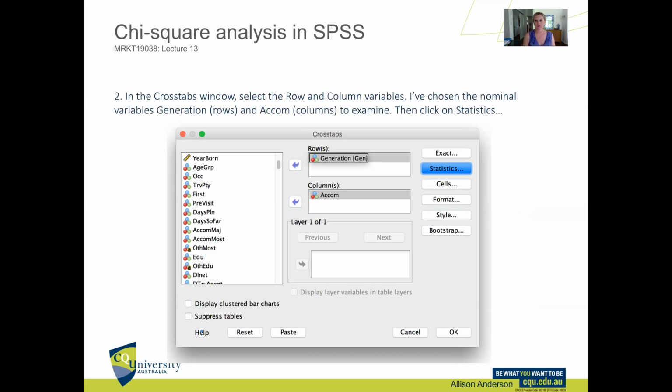Okay, and then you click on statistics. So you select your nominal categories from the list on the left-hand side. You click on the arrow. Now the arrows, because they're selected, the rows and columns, the arrows are pointing left, but if I was actually in the left-hand column, they would be pointing right, so you can click on them to push them over. And then you click on statistics.